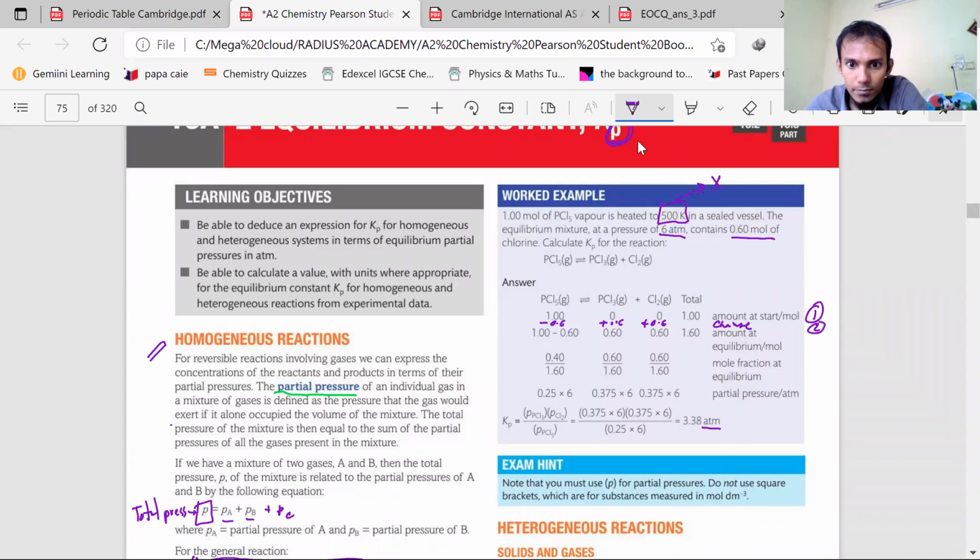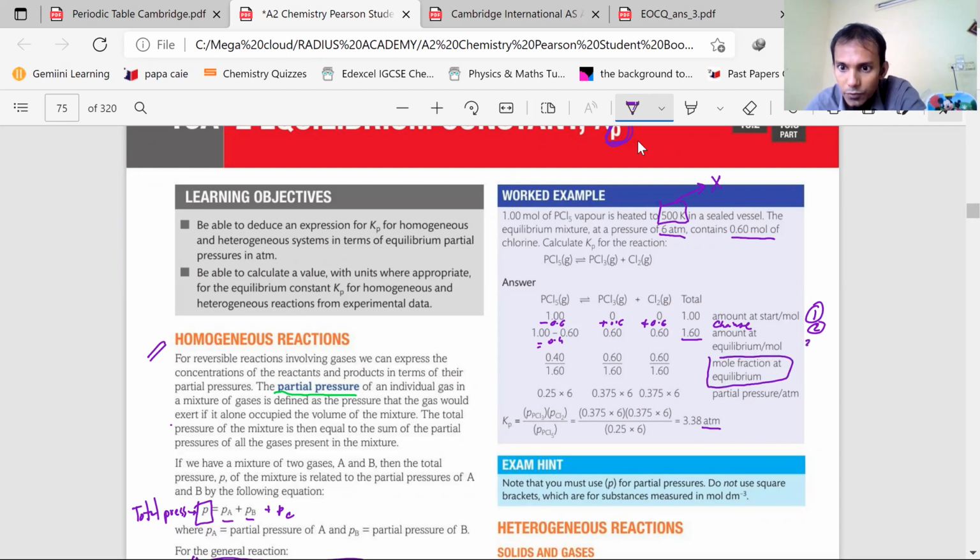Okay? This one is 0.4. Yes, sir. This one is 0.6, this one is 0.6, and the total mole is 0.4 plus 0.6 plus 0.6, which is 1.6. So we have found the total mole. If we know the total mole, we can easily find the mole fraction. So the mole fraction for PCl5 is 0.4 mole of PCl5 divided by total mole 1.6, and 0.6 divided by 1.6 for the others. So we have found the mole fraction.